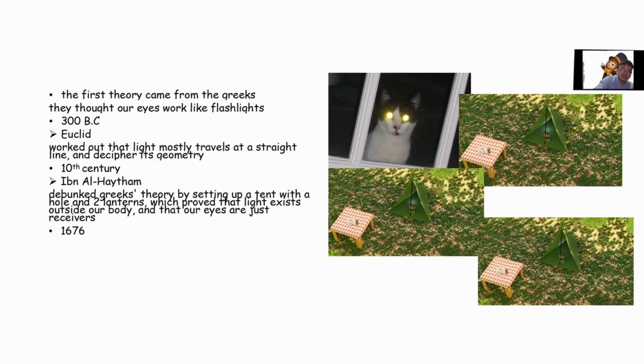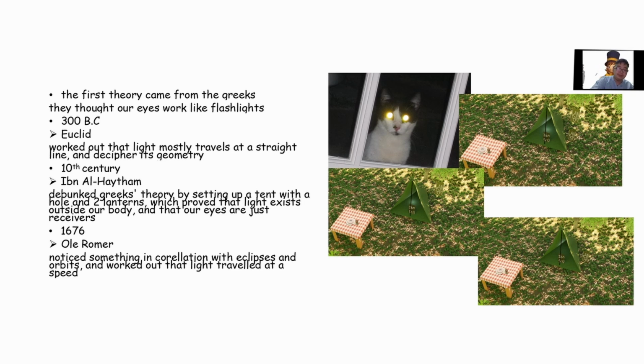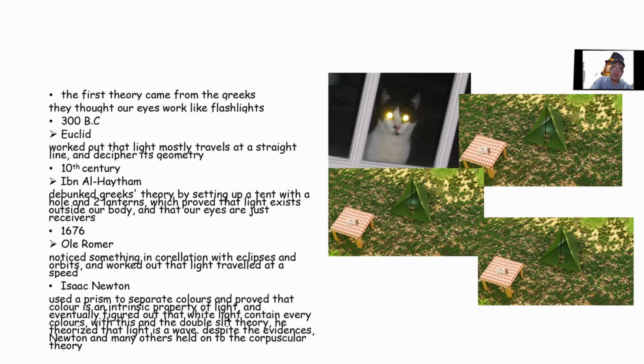Anyways, in 1676, Ole Romer noticed something in correlation with eclipses and orbits, which I still do not understand, and worked out that light traveled at a speed. Isaac Newton used a prism to separate colors and proved that color is an intrinsic property of light, and eventually figured out that white light contained every color. With this and the double slit theory, he theorized that light is a wave.